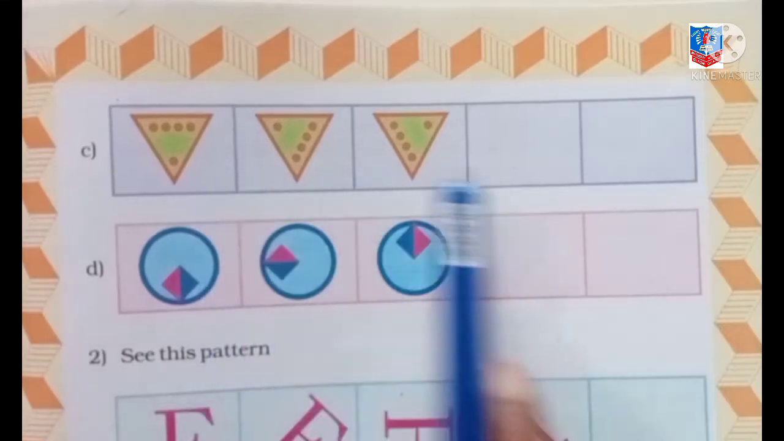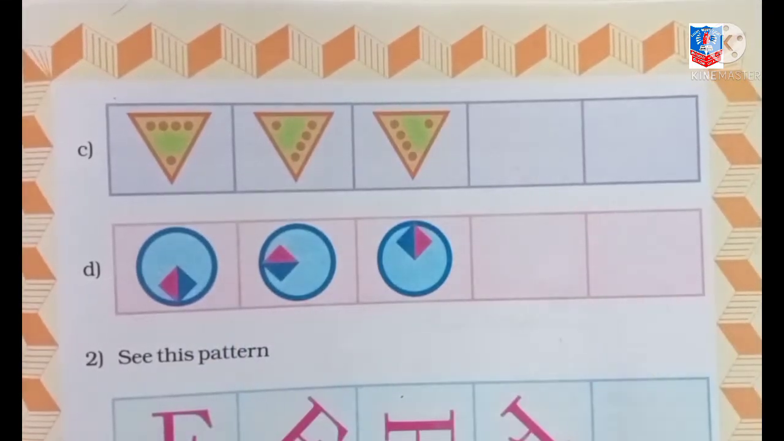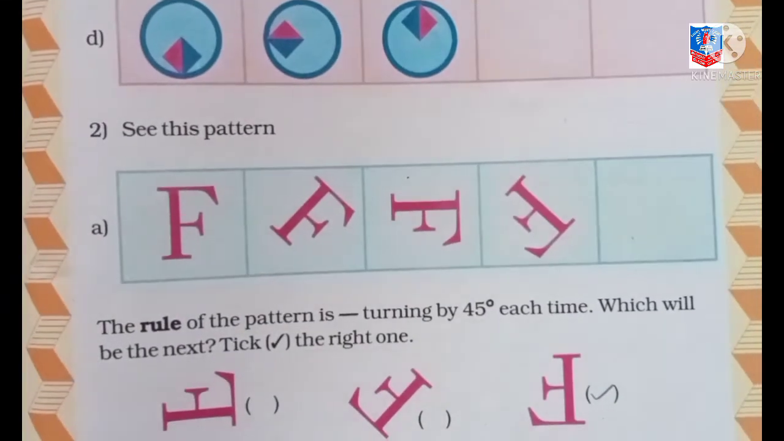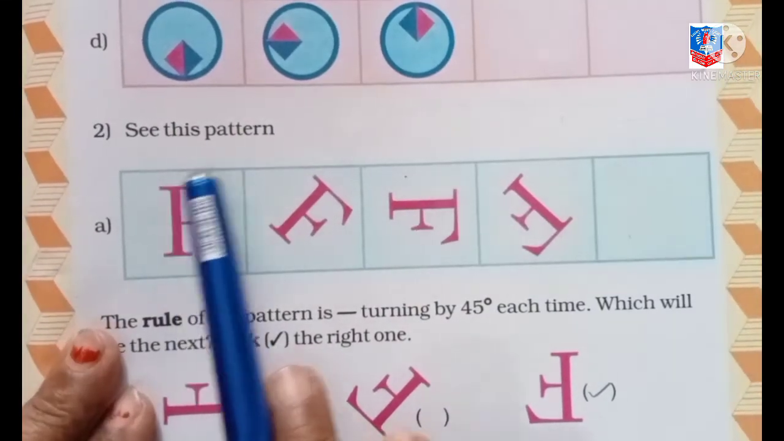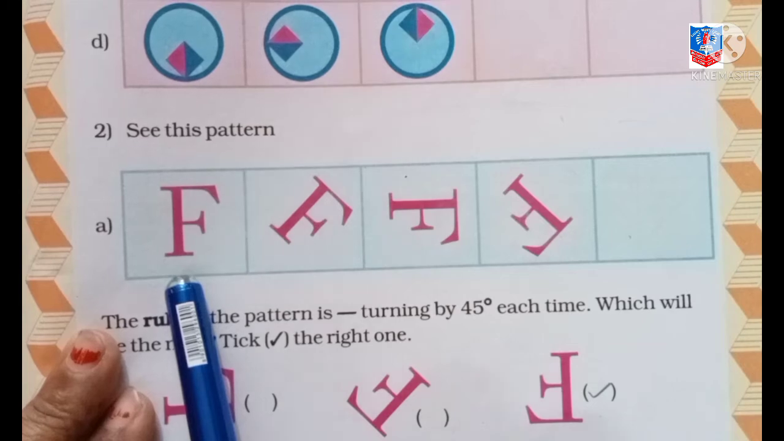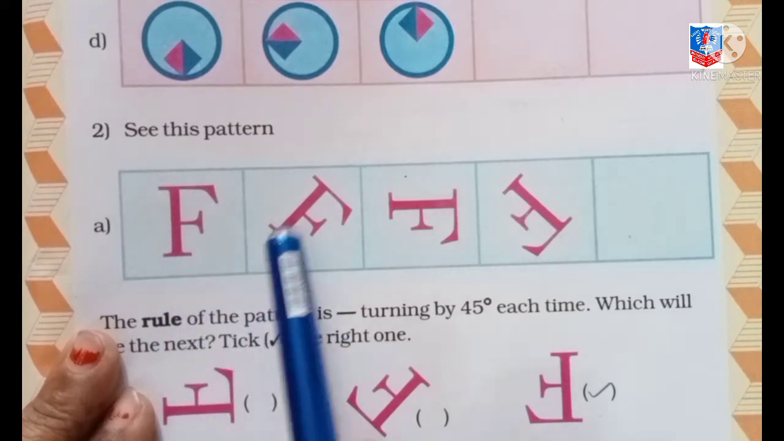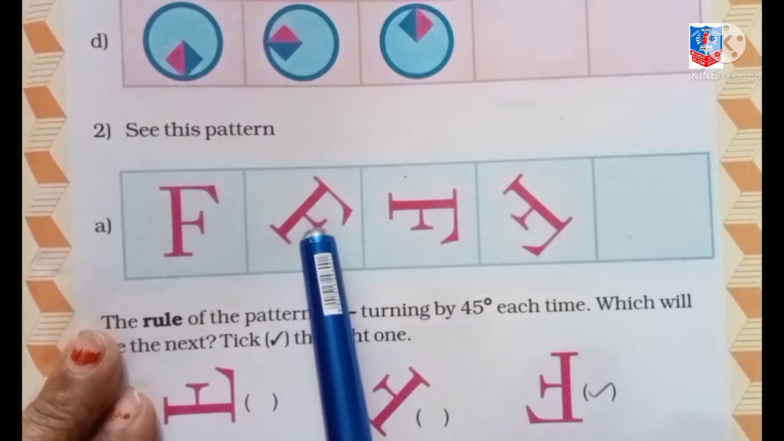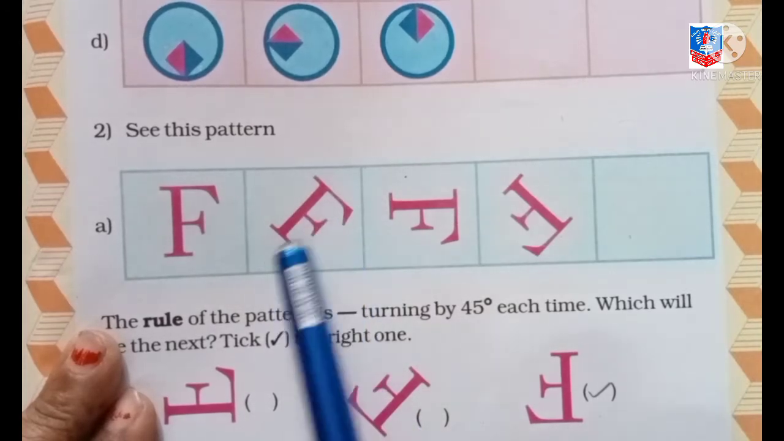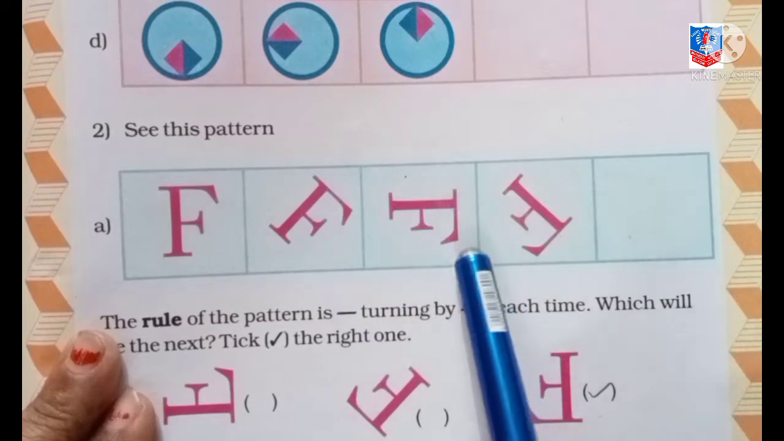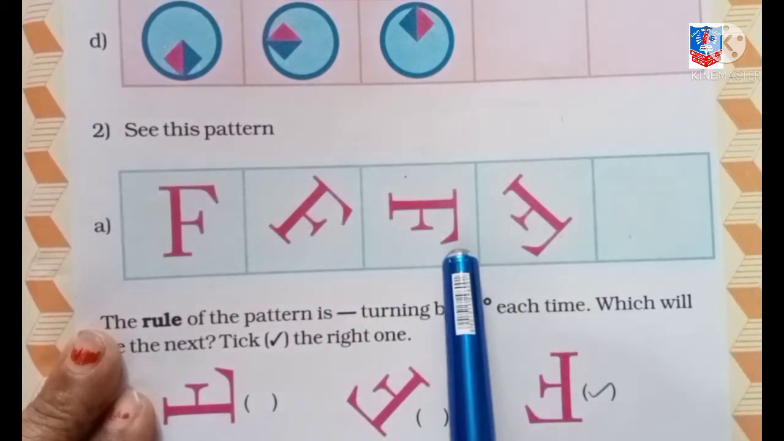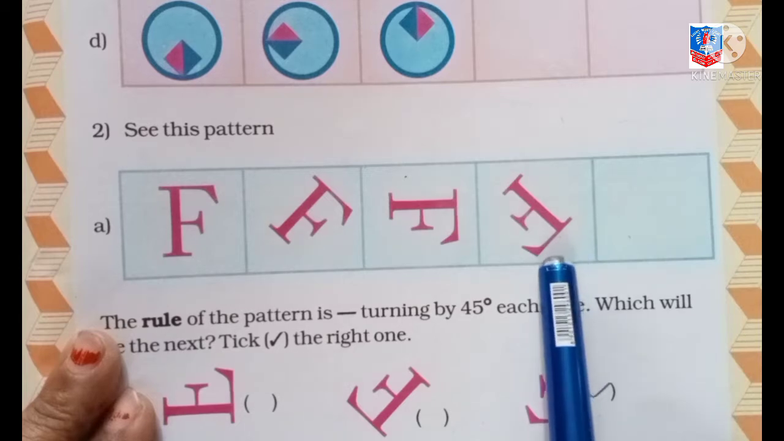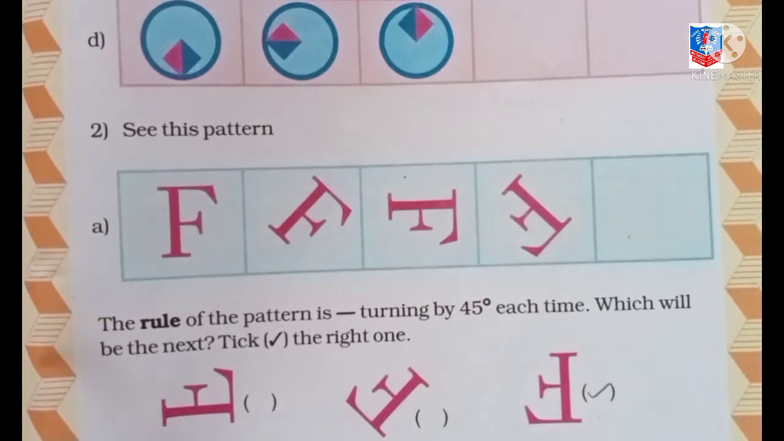Now see, these two I am giving you as homework. Now see the next pattern. Question number 2. See this pattern, F, like this way. Then this is rotated 45 degrees. 45 means half of 90 degrees. Then 45 degrees, that is, see here. Then 45 degrees like this way. Then what will come next?